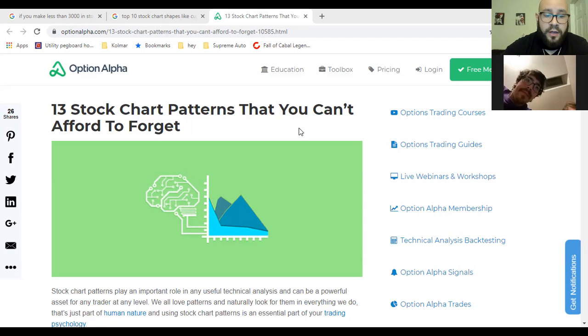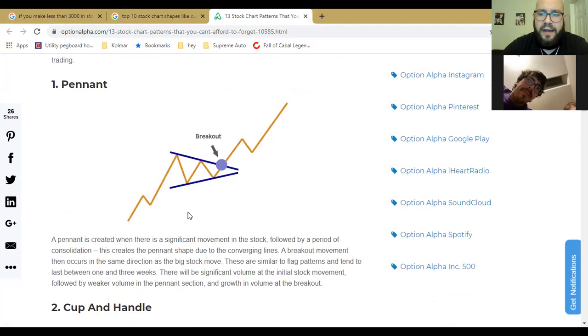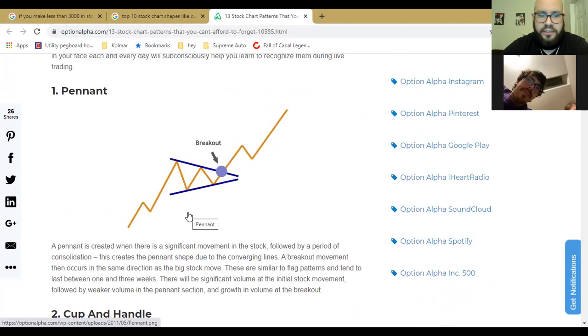could easily Google up. But most importantly, it's not the Googling or where you got the information from. It's a matter of testing the information and making sure that you can actually see it time and time again. And once you can recognize the same patterns time and time again, you can actually test it, for example, the pennant.